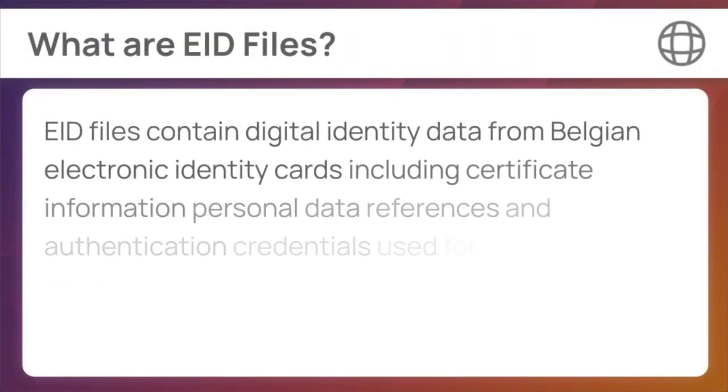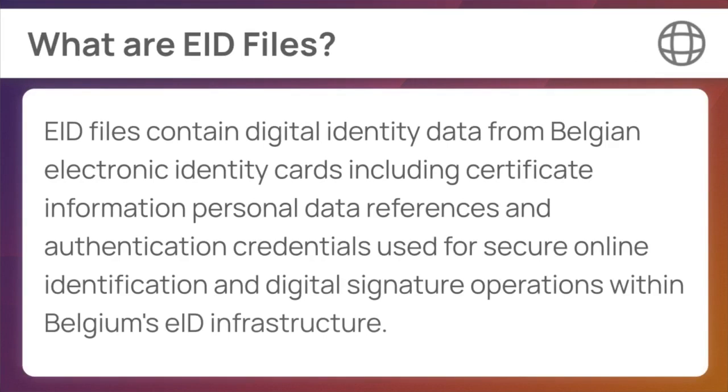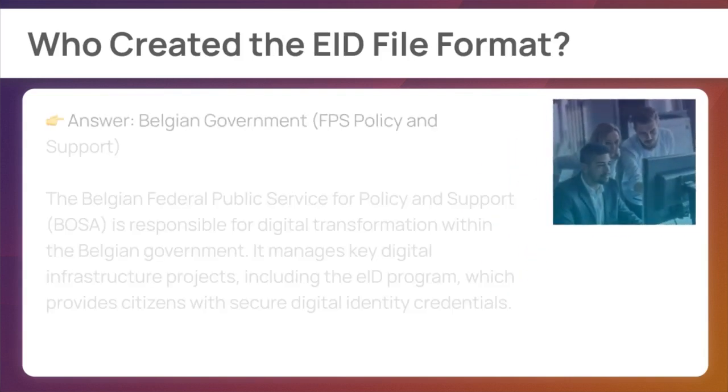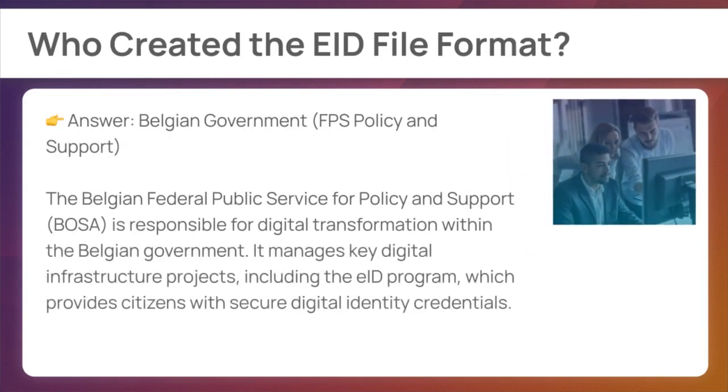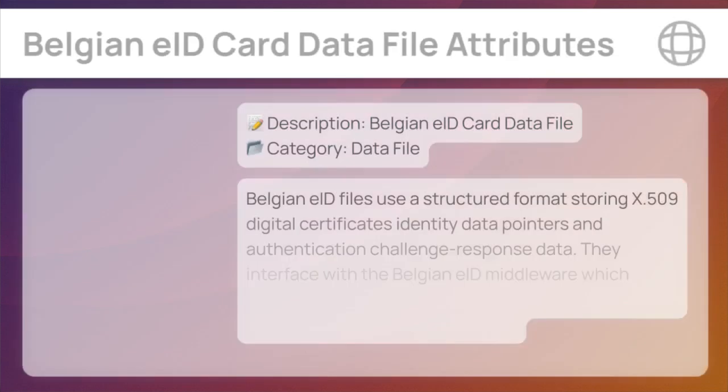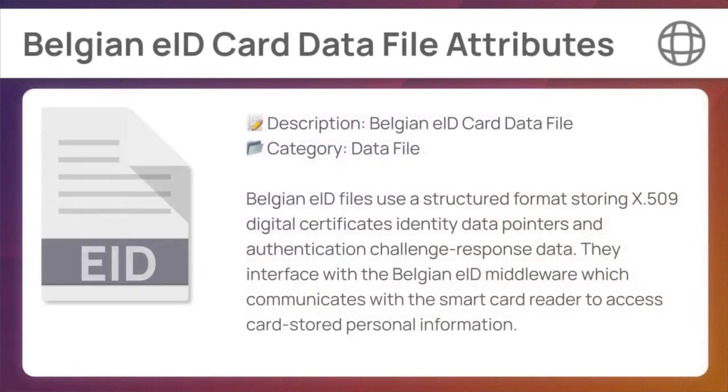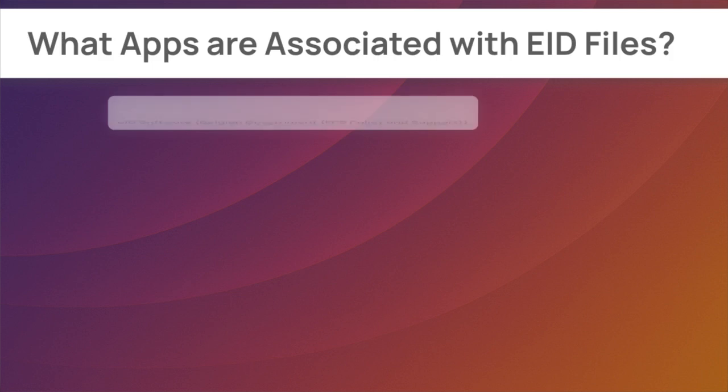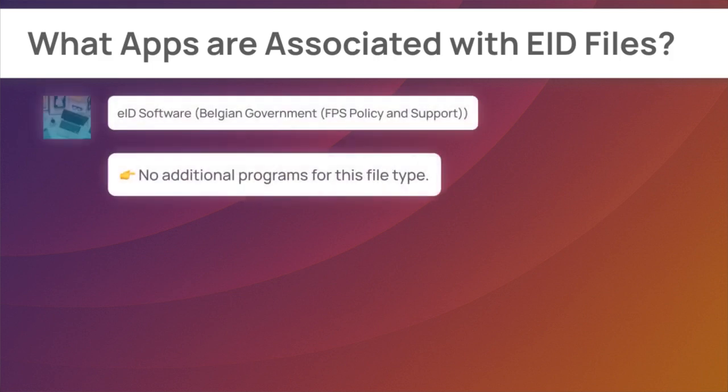EID files contain digital identity data from Belgian electronic identity cards, including certificate information, personal data references, and authentication credentials used for secure online identification and digital signature operations within Belgium's EID infrastructure. Belgian EID files use a structured format storing X509 digital certificates, identity data pointers, and authentication challenge response data. They interface with the Belgian eID Middleware, which communicates with the smart card reader to access card-stored personal information. Official support for EID is primarily provided through EID software from the Belgian government, FPS Policy and Support.